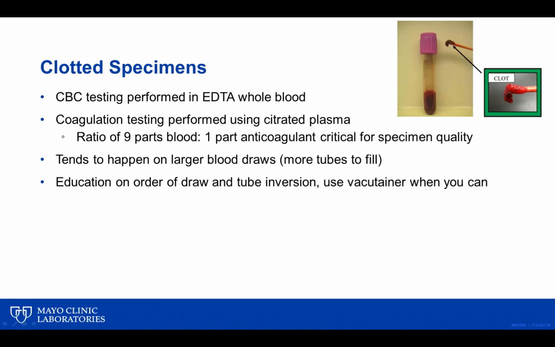So we actually looked at training and a two-tech system. So one tech to draw and then one tech to mix that specimen quickly via inversions. And unfortunately, we really couldn't support this model. So unfortunately, really no magic bullet at this point, but we do perform direct observations and continue to stress the importance of gentle inversion. And really, this is the only thing that we found to help. And so we also monitor the number of clotted specimens that are obtained.